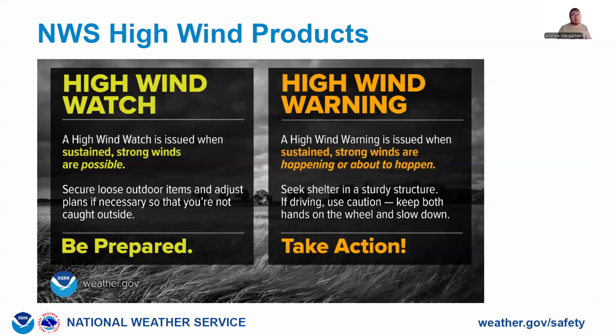Some high wind products that are issued by the National Weather Service are high wind watches and high wind warnings. A high wind watch is usually issued when sustained strong winds are possible. Secure loose outdoor items and adjust plans if necessary so that you're not caught outside. High wind warnings are usually issued when sustained strong winds are happening or are about to happen. That means to seek shelter in a sturdy structure. If driving, use caution, keep both hands on the wheel, and slow down. A high wind watch means to be prepared, and a high wind warning means to take action.